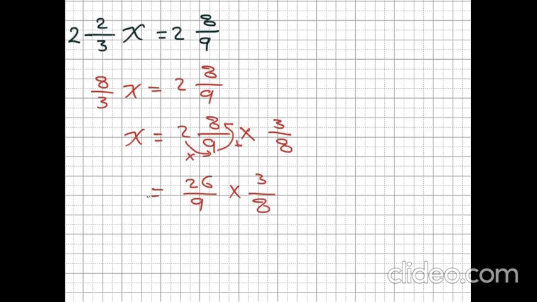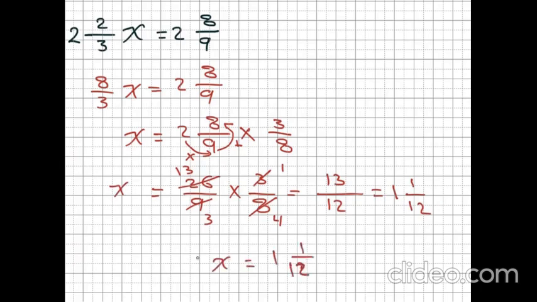3 over 8. We can simplify here, divide by 3, the answer is 3, divide by 3, the answer is 1. Here we can divide by 2, the answer is 4, divide by 2, the answer is 13. Now we have 13 multiply 1, the answer is 13, over 3 times 4, 12. 13 divided by 12 equals 1, but still 1 as a remainder. Now this is the answer, this is x. Now we have x equals 1 and 1 over 12.